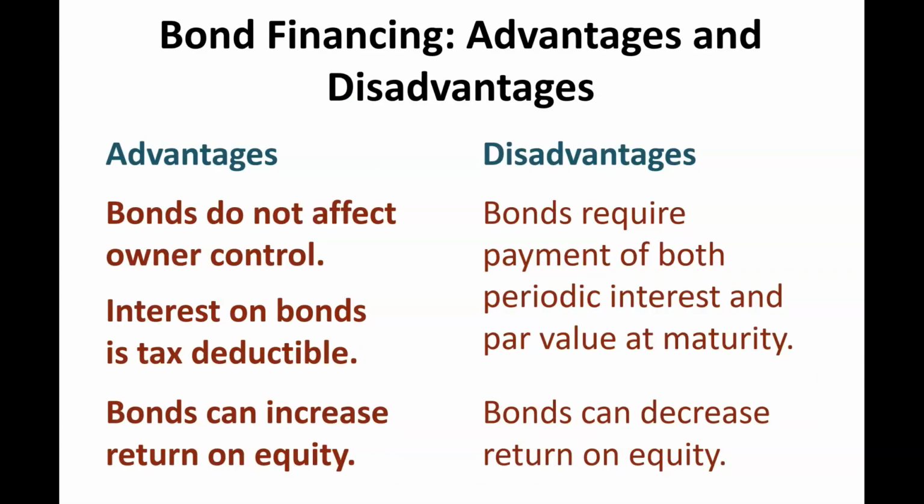Some of the advantages of having a bond is it does not affect owner control. So if a company is worried about someone buying too much stock and overtaking the company, this is a good alternative. Bonds are also tax deductible. A disadvantage is that the bonds require payment of both periodic interest and the par value at maturity. So for the duration of the bond period, you are paying them money. And depending on what the market is doing, bonds can increase or decrease your return on equity. That depends.